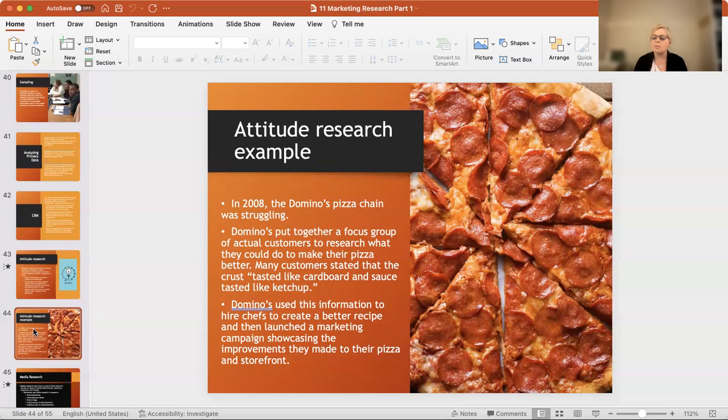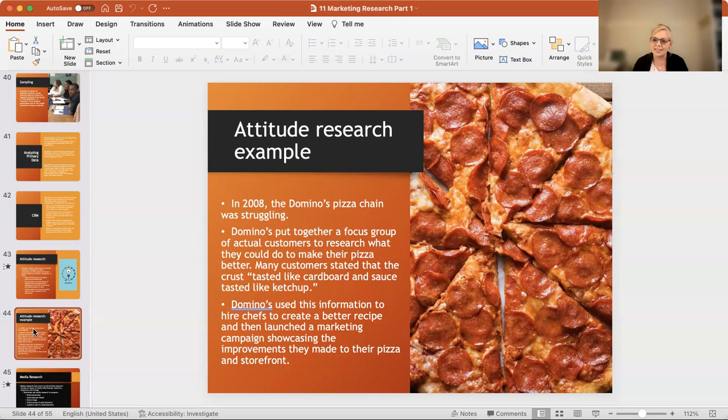In 2008, Domino's was struggling. They put together focus groups of customers they would consider ideal or actual customers, to understand what they could do to make their pizza better. They used this information to hire chefs to make a better recipe.